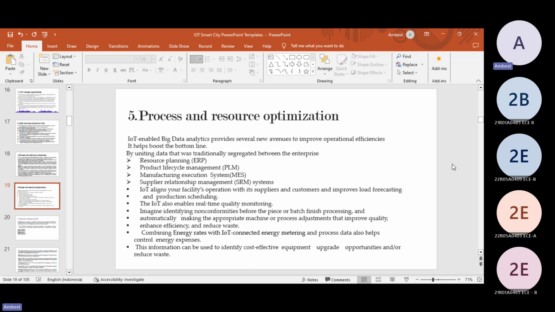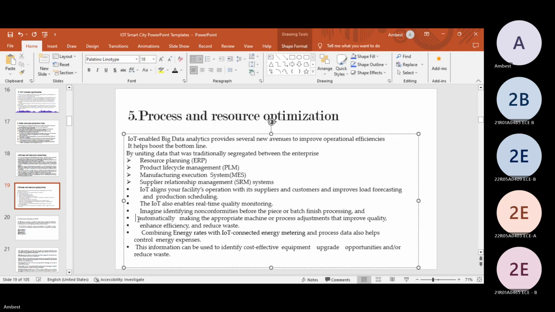And then the next thing was that IoT also enables real-time quality monitoring. Imagine identifying non-conformities before a piece or a batch is finished processing, and a machine or process being automatically adjusted, which improves quality, enhances efficiency and reduces waste.